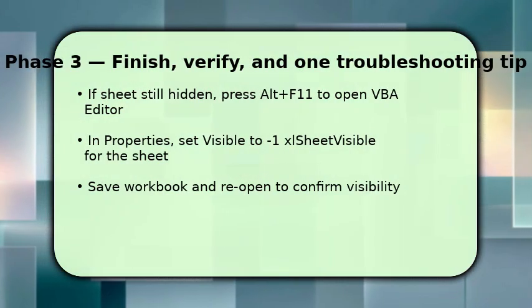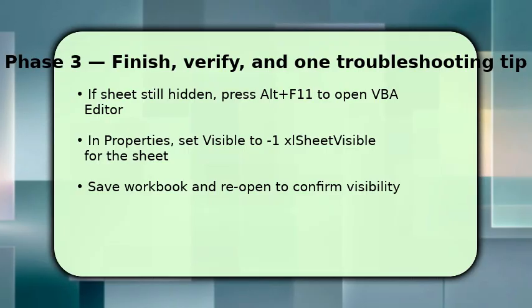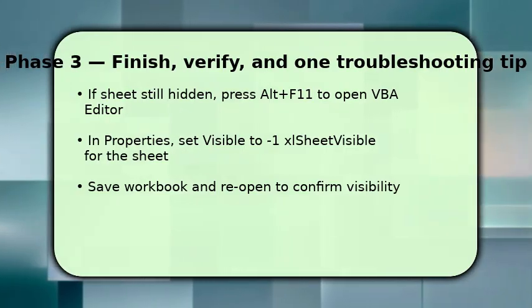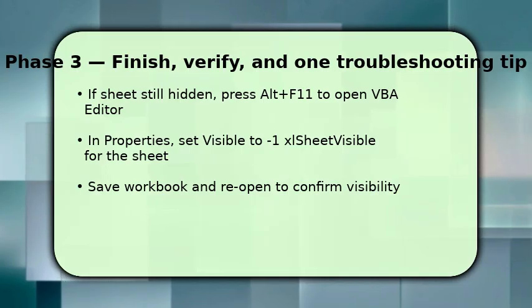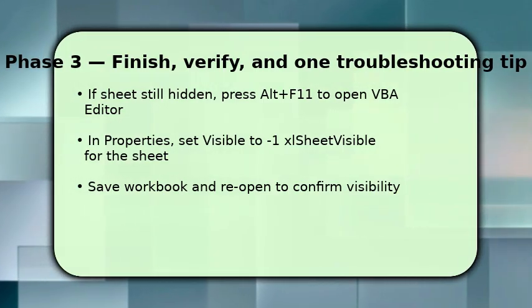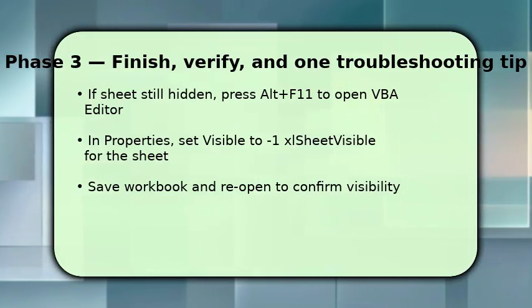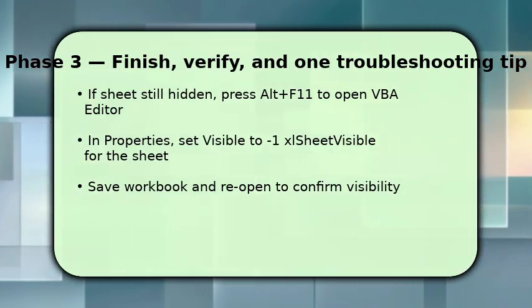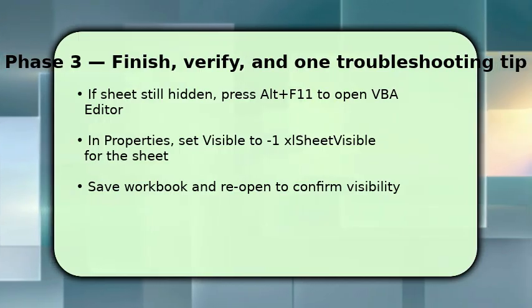You finish by verifying visibility and addressing issues. If Unhide didn't reveal the sheet, it may be very hidden in VBA. Press Alt plus F11 to open the VBA editor, find the sheet under VBA Project, and check its visible property. Change it to -1, Excel Sheet Visible, to restore normal visibility.